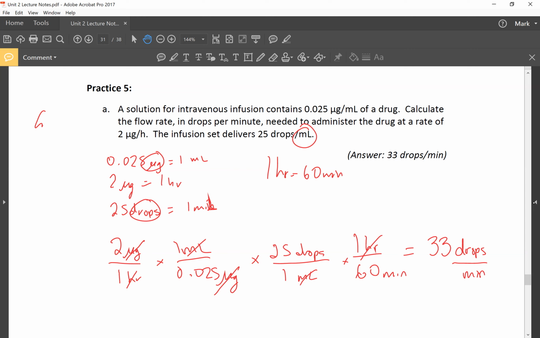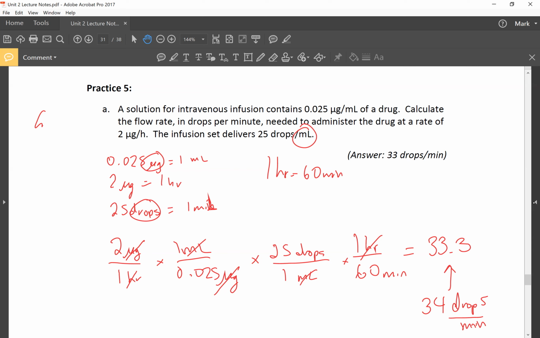So if you were doing this on an assignment and you said 33 or 34, I would give you the mark, because you can't administer a third of a drop. And actually, if this is 33.3, you might want to say 34 drops a minute. So if this said 33.3, you could say 34 drops per minute. Either way, you would get the mark.